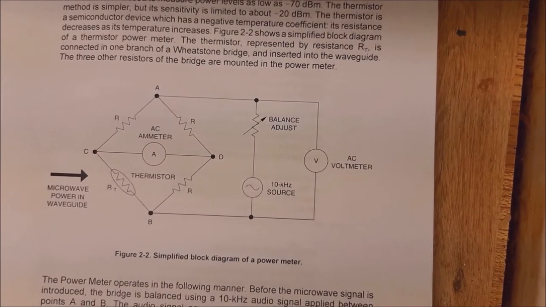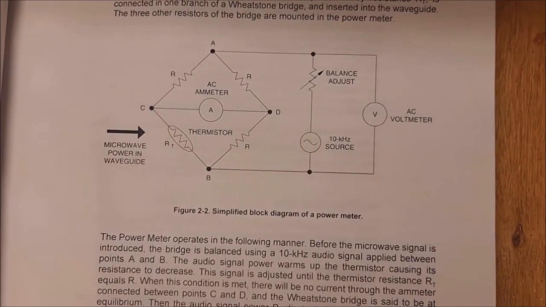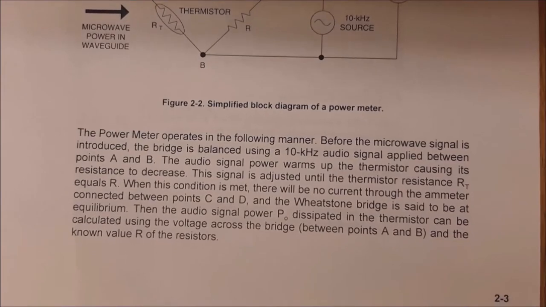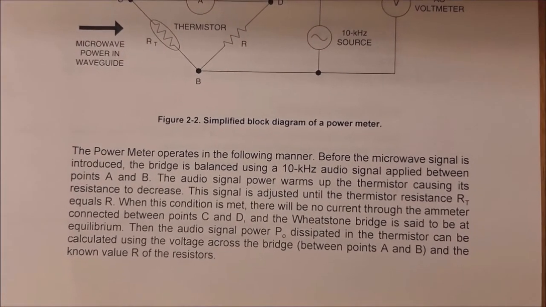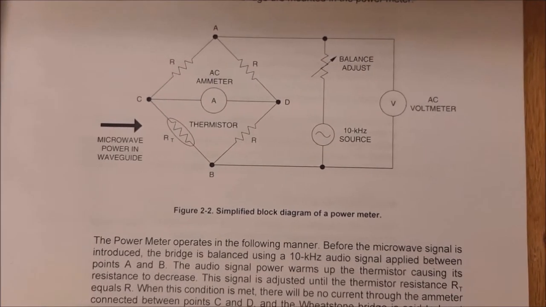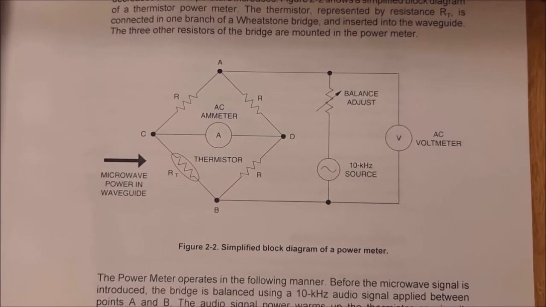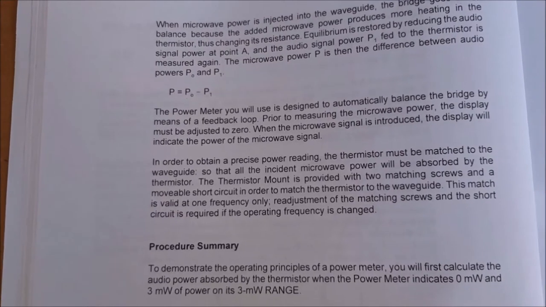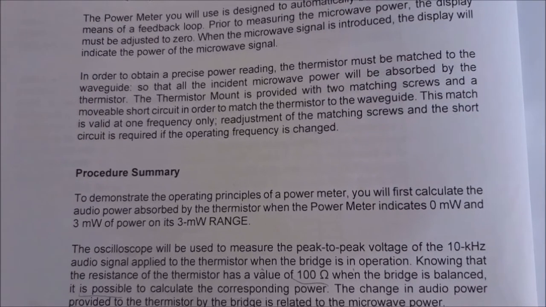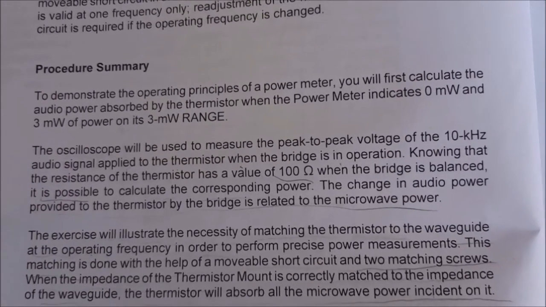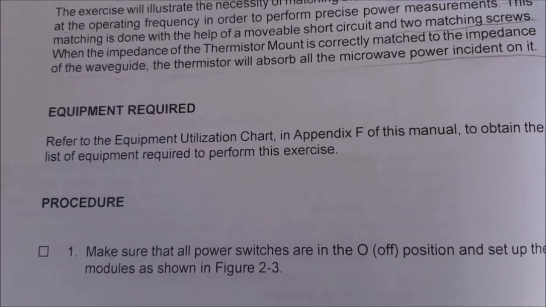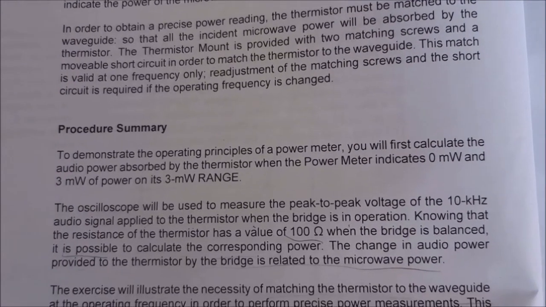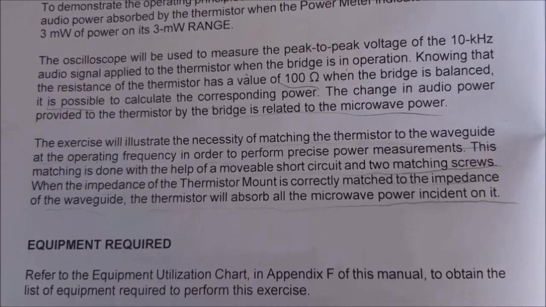Use the zero adjust knob on the power meter to balance the circuit so that we see the AC ammeter reading zero when no microwave signal is coming to the thermistor. But in the presence of a microwave signal, the thermistor resistance RT will change and the bridge will be imbalanced. The voltage at point C will be different from point D. Therefore, the AC ammeter will show a reading equivalent to the microwave signal power received by the thermistor.